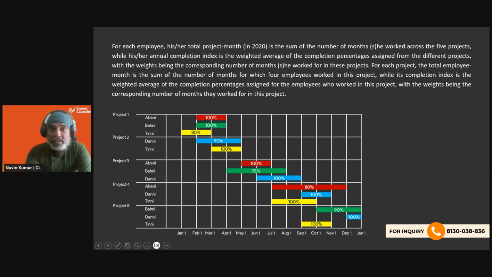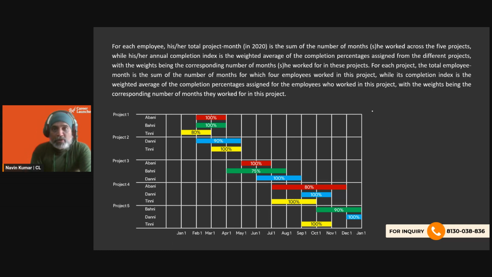For each employee, his or her total project month in 2020 is the sum of the number of months she or he has worked across the 5 projects, with his or her annual completion index being the weighted average of the completion percentages assigned from different projects, with the weights being the corresponding number of months he or she has worked for in these projects. Let's understand this with an example.